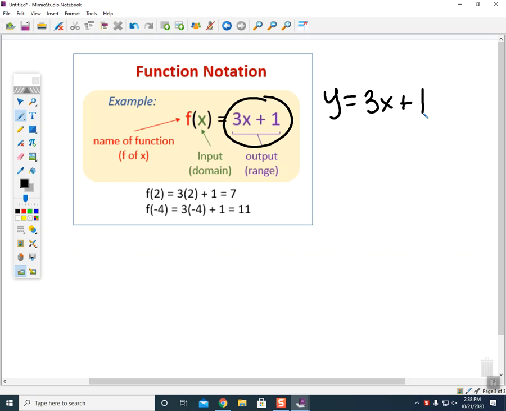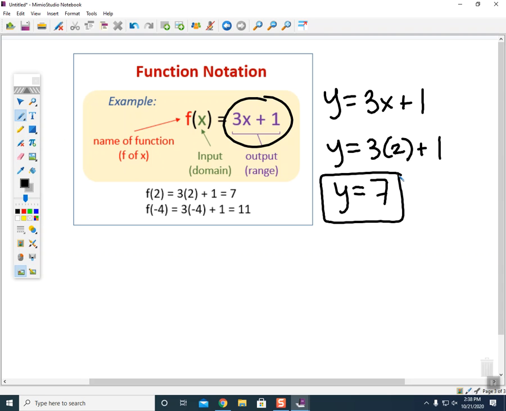So let's say that I wanted to know what does y equal when x is 2. So I would plug in 2 for x, right? I would say y equals 3 times 2 plus 1. So y equals 3 times 2 is 6, plus 1 is 7. So I would have that y equals 7. Okay, so when x is 2, y is 7.